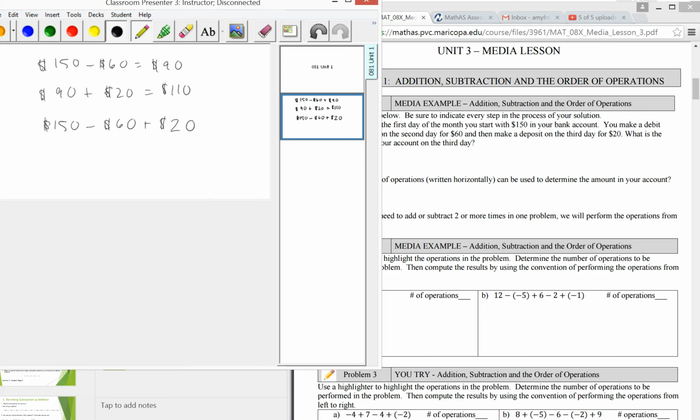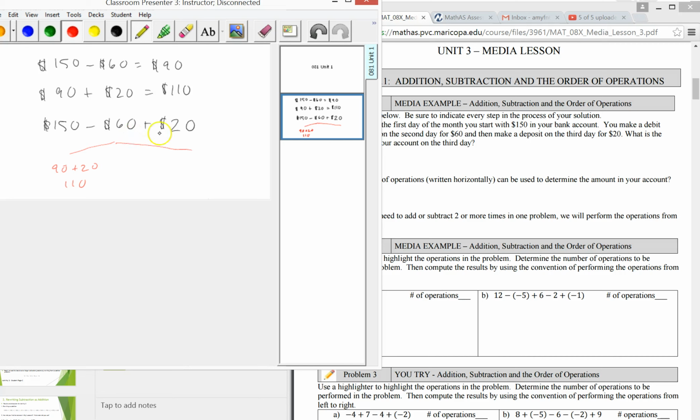But now the question is, we know here we did the subtraction first. How do we know? Can we do the addition first? Will that make a difference? So you could think of asking them to do this in two different ways. If we do the subtraction first, we have 90 plus 20. I'm jumping to the answer. 150 minus 60 is 90, plus 20 is 110.